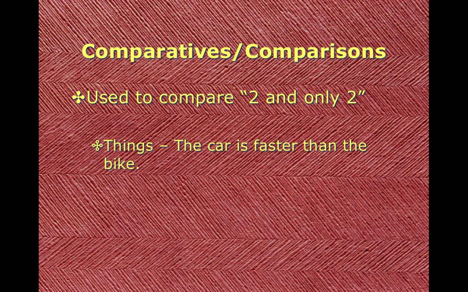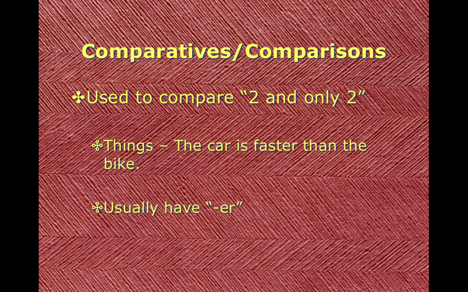If you are comparing three or more things, then it's a superlative. So that's another video tutorial on superlatives. But this is comparatives, which is used to compare two and only two things. The car is faster than the bike.